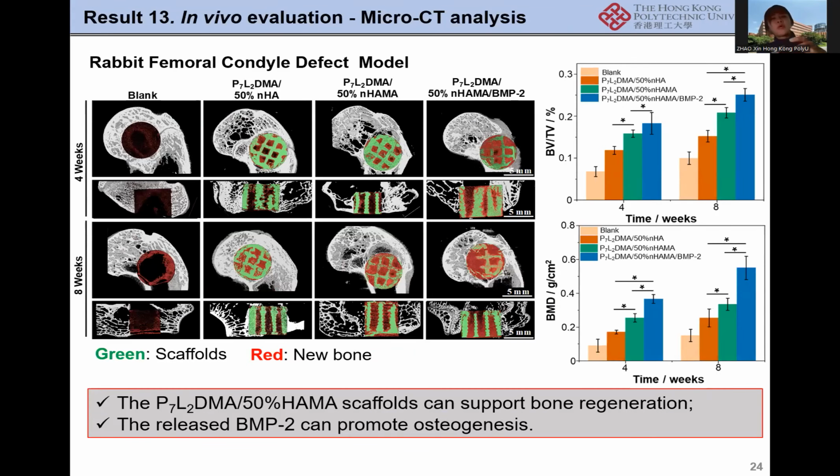And then we implant these 3D scaffolds into the rabbit femur condyle defect model. We see that these green things are the scaffolds, and the red things are newly regenerated bone. And we can see that our composite materials with BMP2, so with the growth factor, can support optimum osteogenesis.